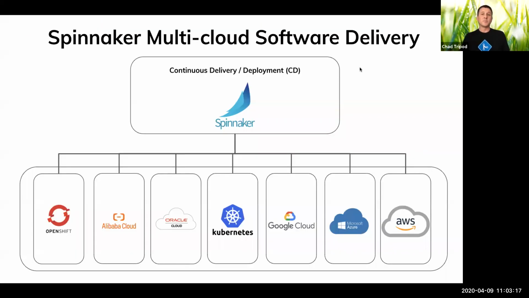Spinnaker, off the shelf, out of the box, is a multi-cloud software delivery platform. This is something that Justin referenced a little bit in the first session that we had this morning. The reason this is important is that it really bakes in a lot of the best practices in deploying to these cloud targets into a unified platform. And so we see here all the targets such as AWS, Azure, Google Cloud, Kubernetes, right?